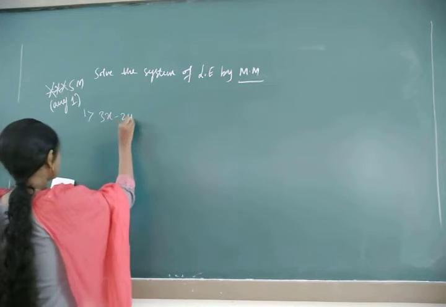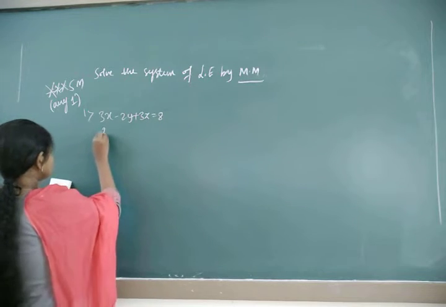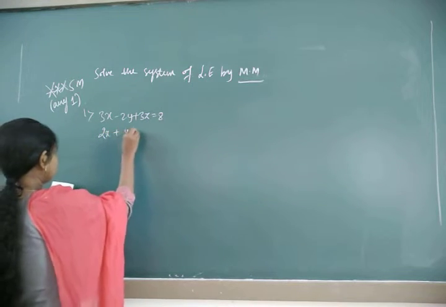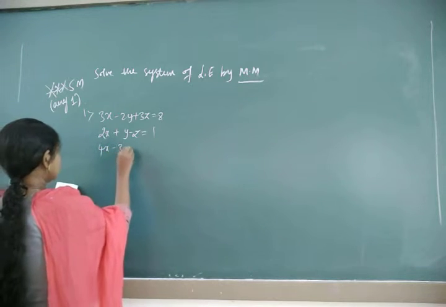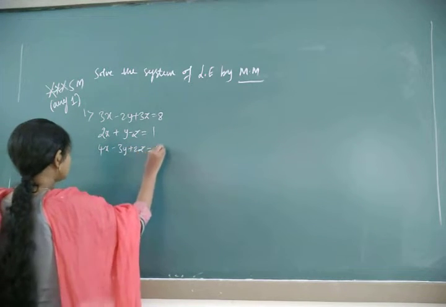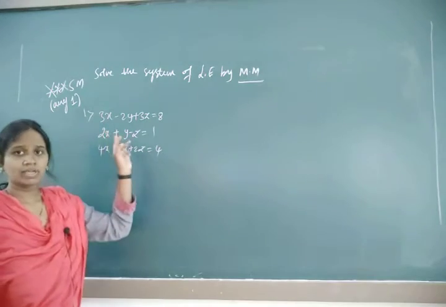3x minus 2y plus 3z is equal to 8. 2x plus y minus z is equal to 1. 4x minus 3y plus 2z is equal to 4. So this is your system of equations. Here we have to find out the values of x, y and z.